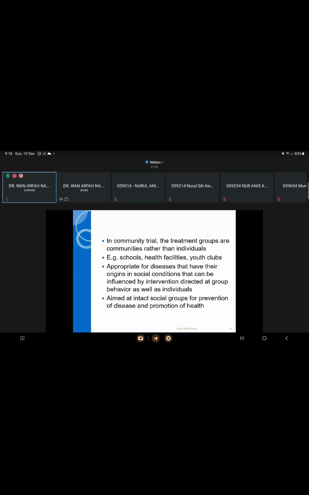So this community trial is appropriate for diseases that have their origins in social conditions, that can be influenced by intervention directed at group behavior as well as the individual. For example, when you give health education, you give it in a group. When you talk about hand washing in school, it is influenced by others also. If a few people do it, others will follow. So it aims at an intact social group for prevention of disease and promotion of health.